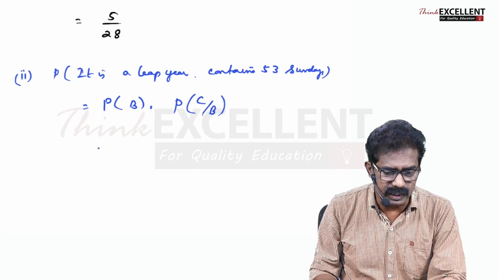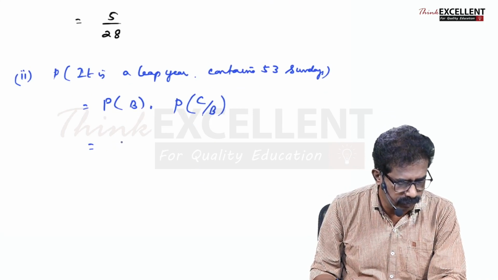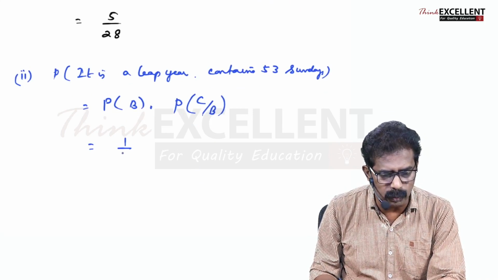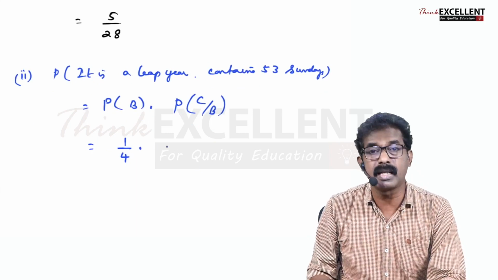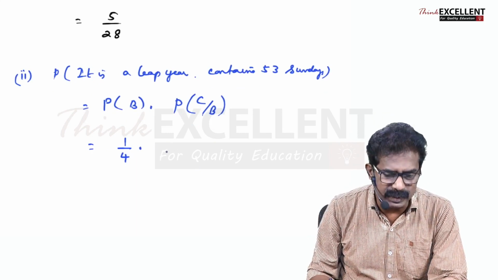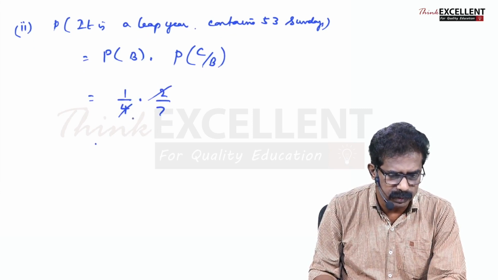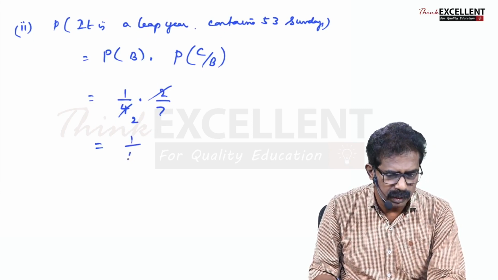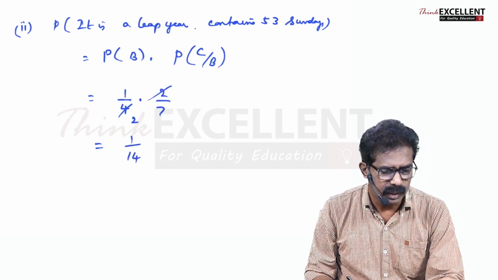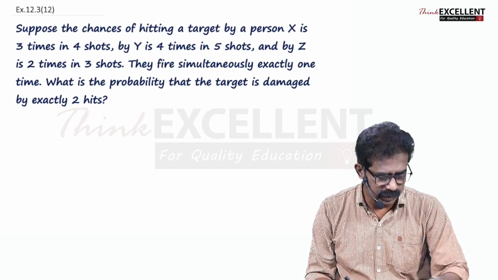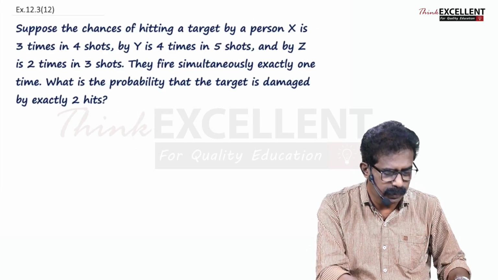53 Sundays are taken as C, right? Probability of B getting a leap year 1 by 4. And the leap year containing 53 Sundays is what? 2 by 7, right? So you can't cancel anything. 2 table you cancel, right? So your answer is 1 by 14. Okay, now let's move on to the last question in this exercise. It's a very simple one.